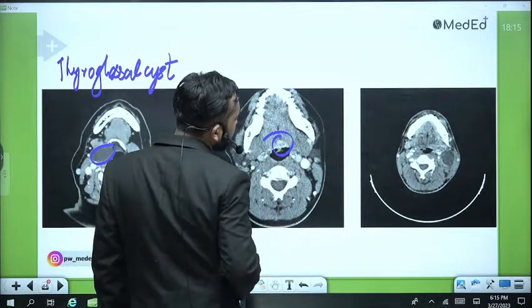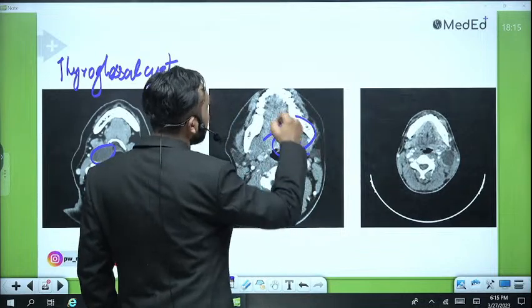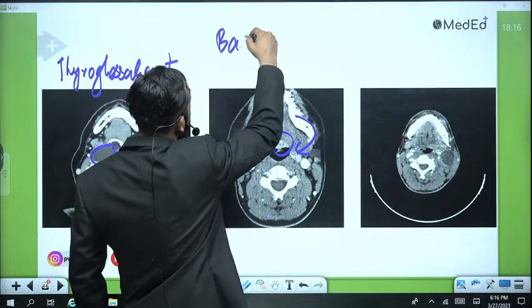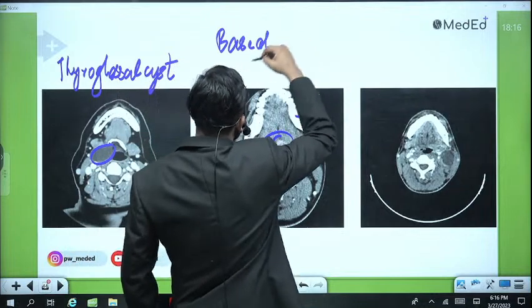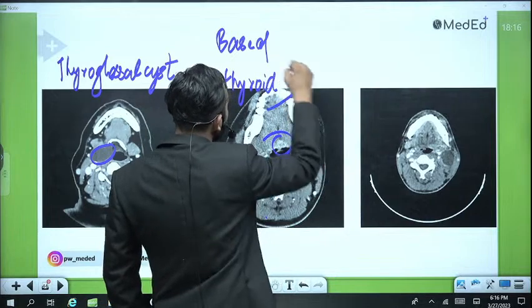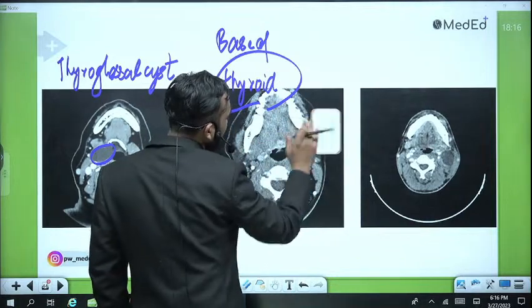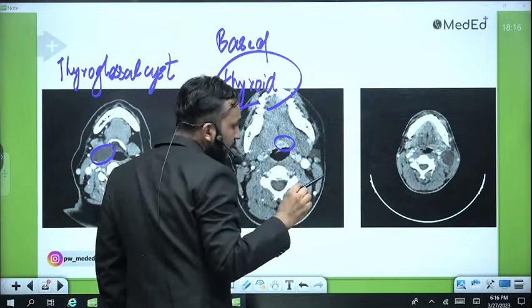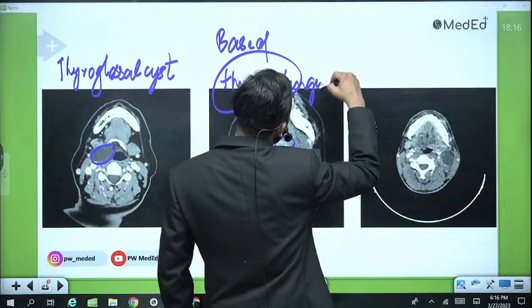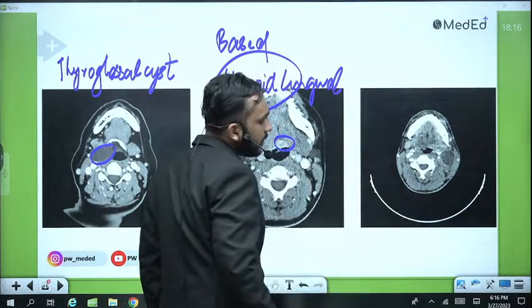And this is an avidly enhancing lesion in the base of the tongue. This is the presence of thyroid gland within the tongue. This enhancement is due to the presence of thyroid gland within the tongue, and this is known as lingual thyroid.